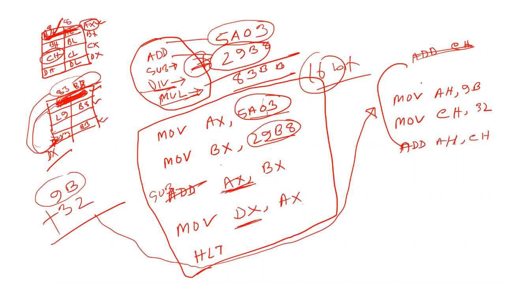Same work. Now our code is not finished. This is the HLT, then our code is finished. Or you transfer this register to another register, suppose MOV DL, comma AH. So AH data is transferred to the DL position. Okay? These are result transfers. Okay, all are clear?